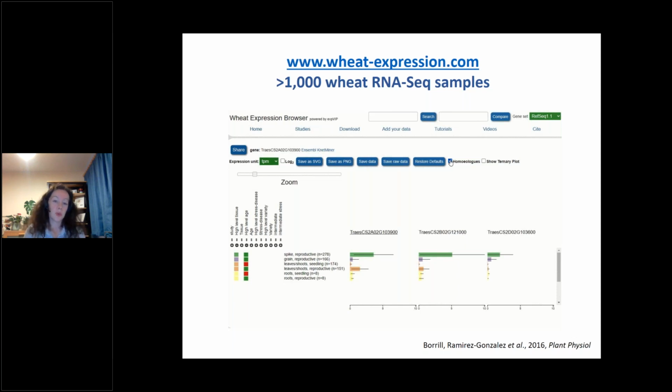You can filter samples according to the tissue they come from, the age, whether plants have had abiotic or biotic stress conditions, and also what variety the samples came from. So it's a powerful resource to start understanding gene expression in wheat. And I'll come back to this later and how we've been using it in our senescence research.